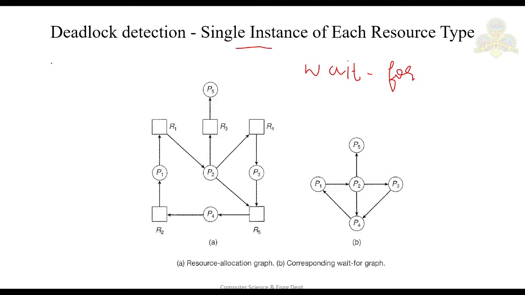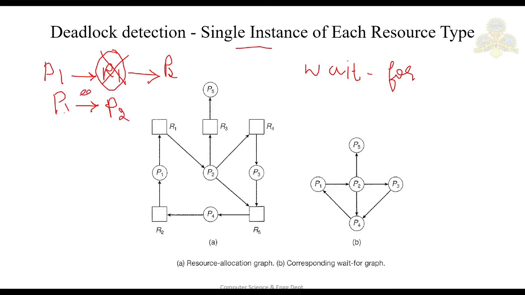Say suppose you have this condition: P1 is requesting resource R1, but this resource R1 has been allocated to P2. If this is the situation in your resource allocation graph, now to obtain your wait-for graph, what do you have to do? You have to remove this resource. Then what will you have? You have P1 to P2. This means P1 is waiting for some resource and that particular resource has been allocated to P2. That is the meaning of this arrow from P1 to P2 in your wait-for graph.